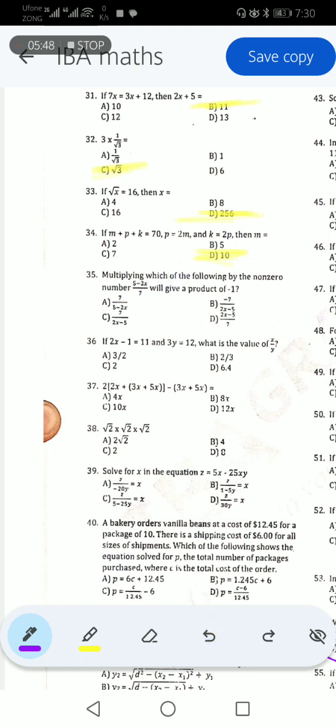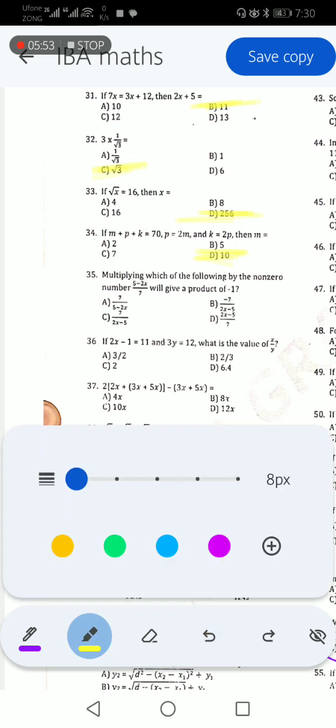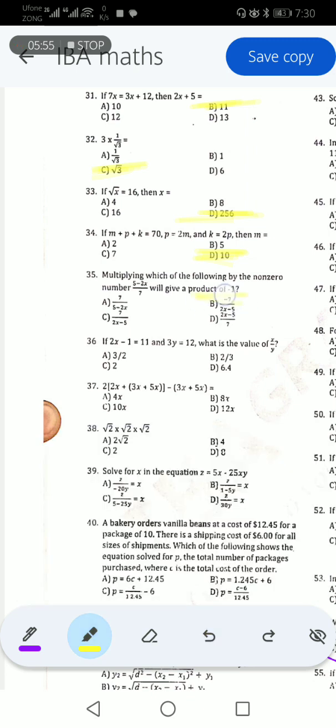No. B has the negative sign? Yes. So here the correct answer will be B, because if you have a look at the other equation, there isn't any negative sign. After that, let's move on to 36.